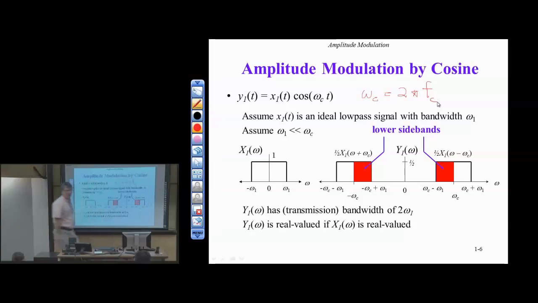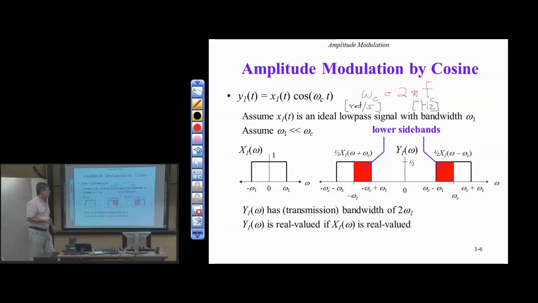I think the finger is going to work better than the pen, so we're going to go with the finger. All right. So 2 pi fc. fc is in hertz, and omega c is in radians per second. Mathematically, this is simple. The implementation is a little more involved.